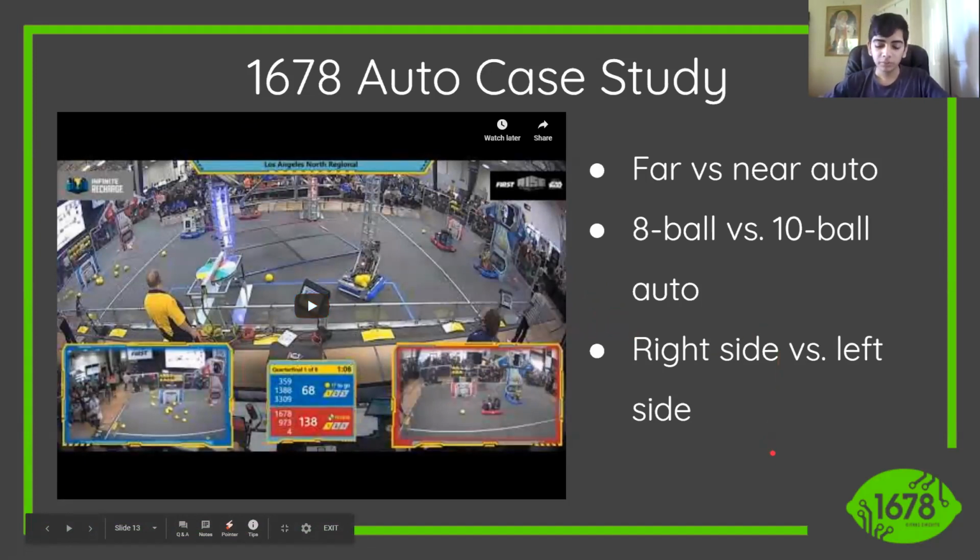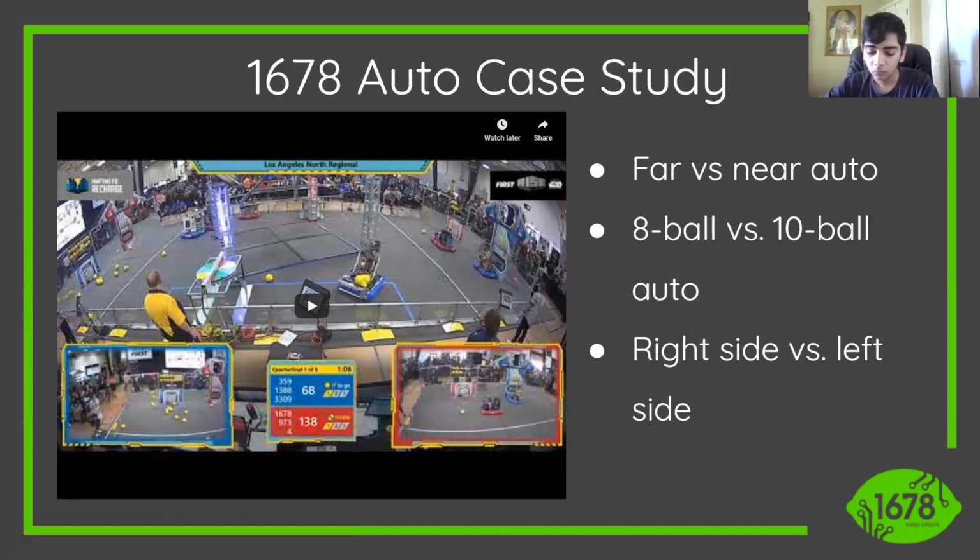So there were multiple different situations that we had to think about when coming up with this auto. One of the first things that we had to actually think about was whether we wanted to go with an 8-ball or a 10-ball auto. This match is from the first playoff match that we had. This was quarters 1 in LA North.